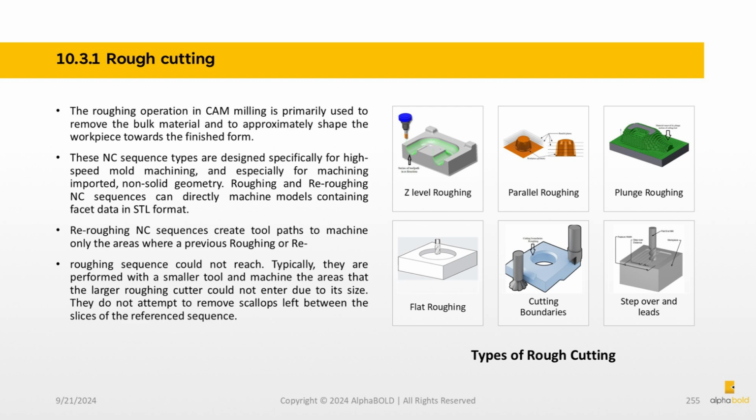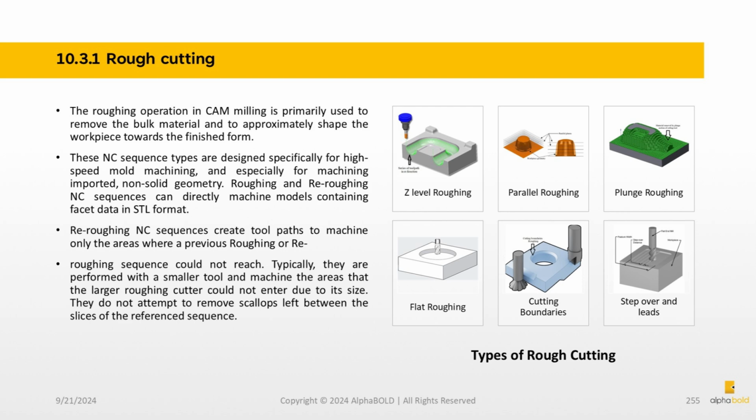The roughing operation in CAM milling is primarily used to remove the bulk material and to approximately shape the workpiece towards the finished form. These NC sequence types are designed specifically for high-speed mold machining, and especially for machining imported, non-solid geometry. Roughing and re-roughing NC sequences can directly machine models containing facet data in STL format.